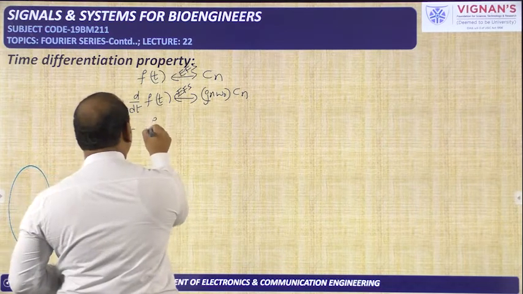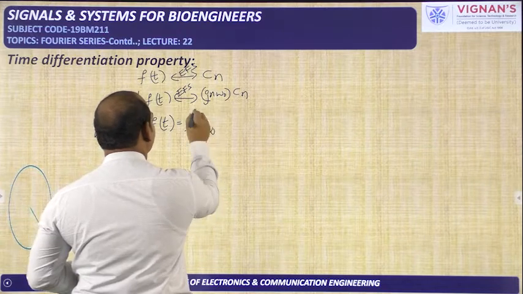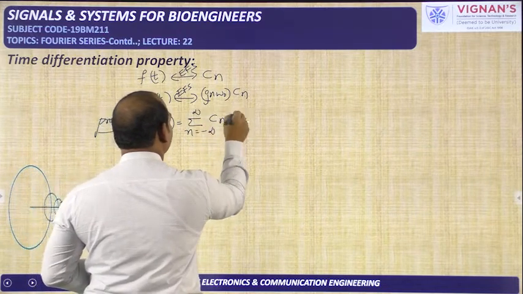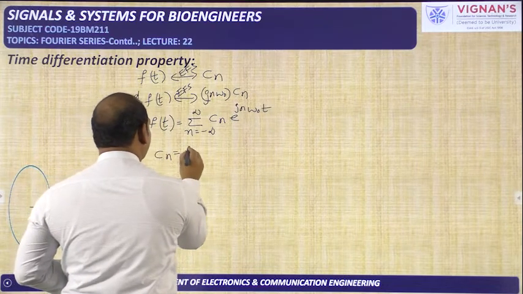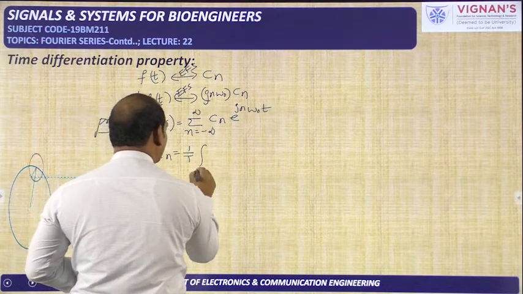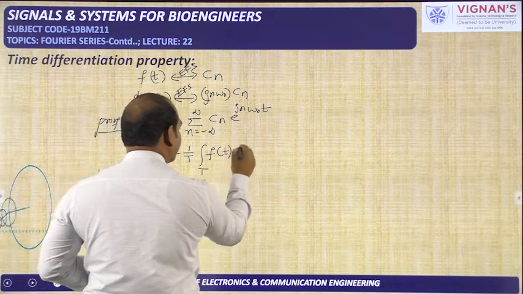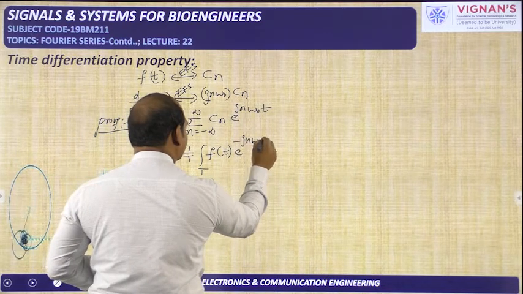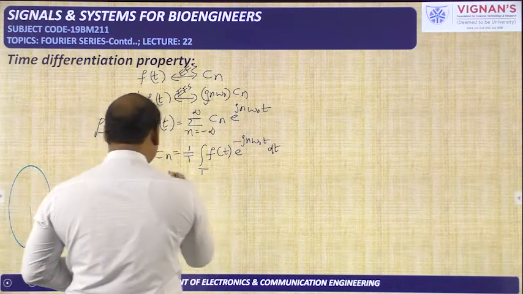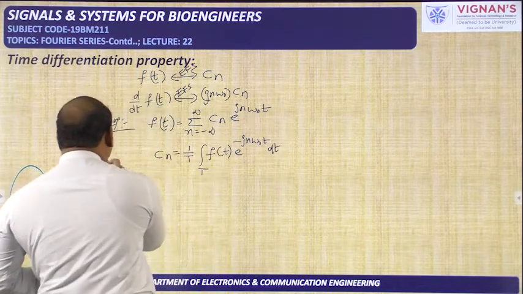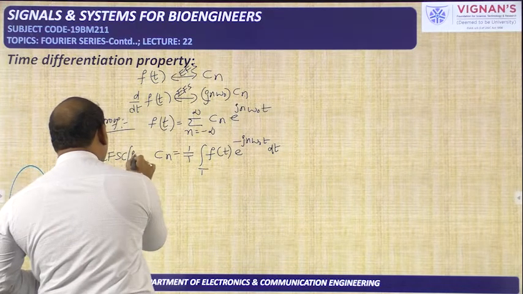So f of t is equal to the sum over n from minus infinity to plus infinity of Cn e power jn omega naught t. Cn is equal to 1 by T, integral over the time period T, of f of t e power minus jn omega naught t dt, and these are the given things. What is Cn? In words we can say, that is the exponential Fourier series coefficient of f of t.